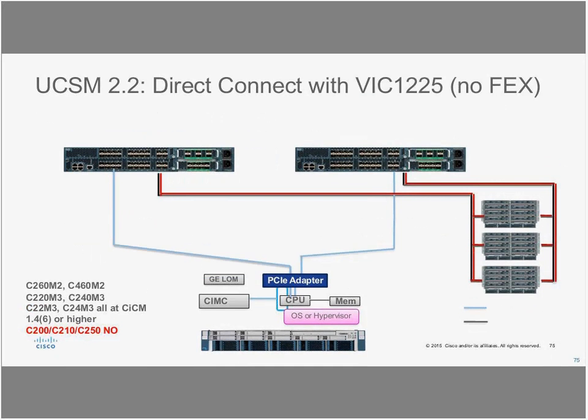Recently, in our latest UCSM code 2.2, it allows you to directly connect the rack mount server to the Fabric Interconnect. Okay. I don't know if you guys are familiar with the C-Series server.